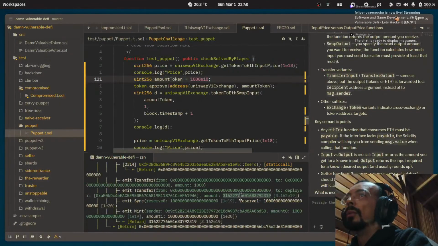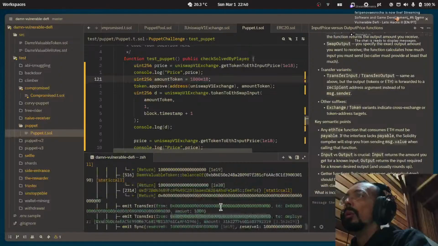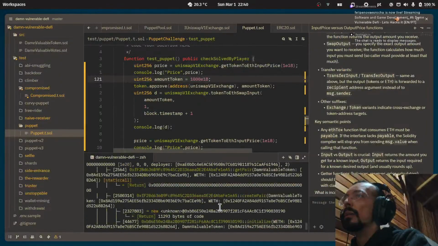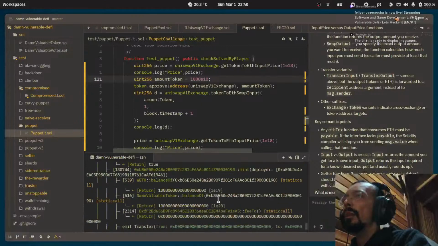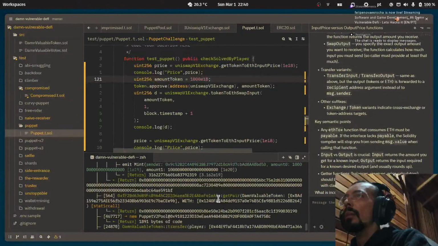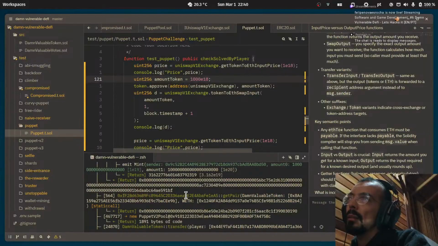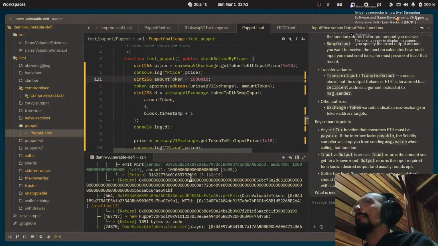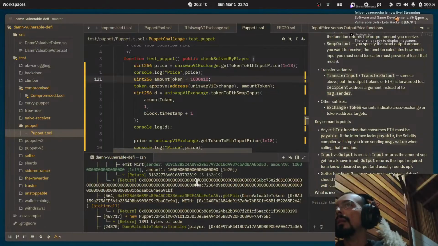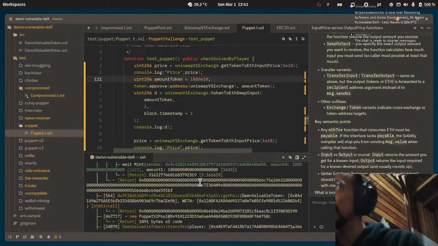So the amount transferred here is 31 something from to deployer. What is this? I think that's the beginning, right? I want the later one. That's minting. That's the unit tokens, I think. Proportional unit tokens.